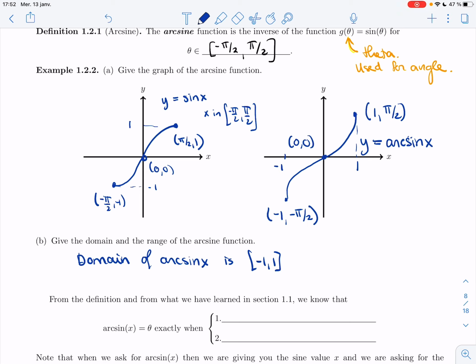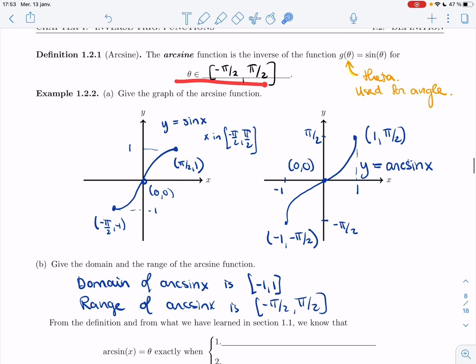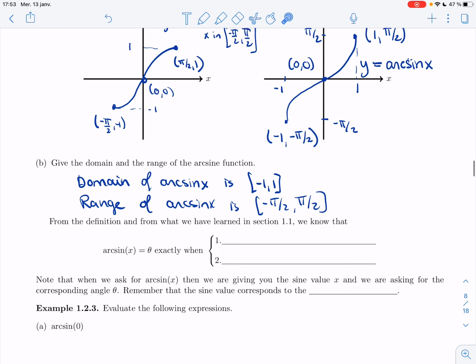And then the range will be the set of y values. So from here to here, let me label these. This is minus pi/2, and this is pi/2. So the range of arcsine is minus pi/2 to pi/2. In fact, that's the angle that we started with here. We chose to restrict sine to this interval, and so that's going to be our range.